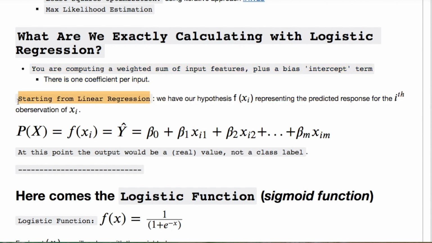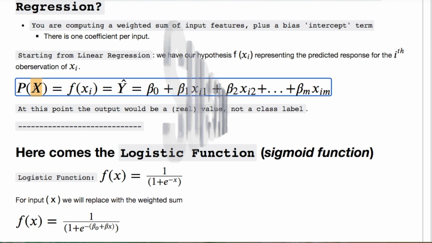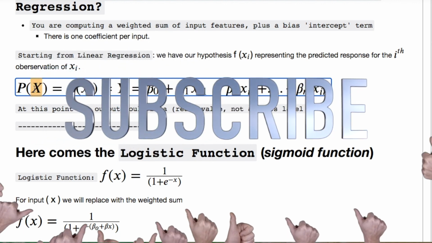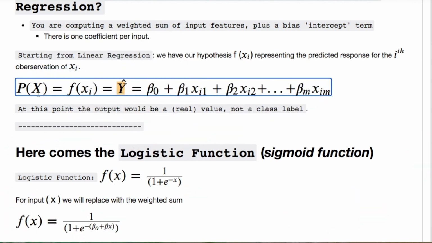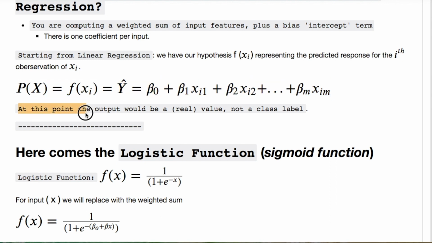So starting with the linear regression, we're going to have our hypothesis as our f of xi, representing the predicted response for some observation. So we're going to say capital X, which could be capital Y bar. You may see that notation, or like this. And we're saying the probability that this occurs. So you're looking at this point, the output will be a real value, not a label. So what you're doing is you're throwing in some labels, finding out what the output will be, which is a probability. You're not outputting 0 or 1, you're getting an actual number.